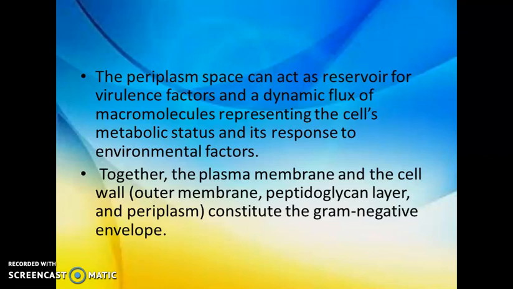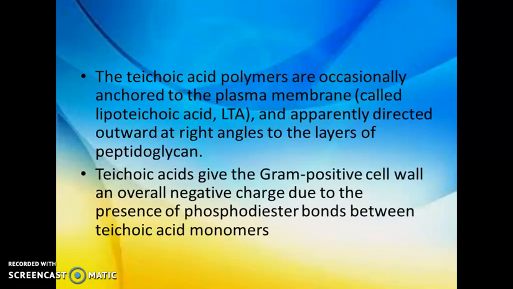Together, the plasma membrane and the cell wall, including the outer membrane, peptidoglycan and periplasm, constitute a gram-negative envelope. Lower to this peptidoglycan layer is called the periplasm. So I am telling about the gram-negative bacteria's cell envelope here. This slide is about the gram-negative bacteria's cell envelope, and this one is about gram-positive.